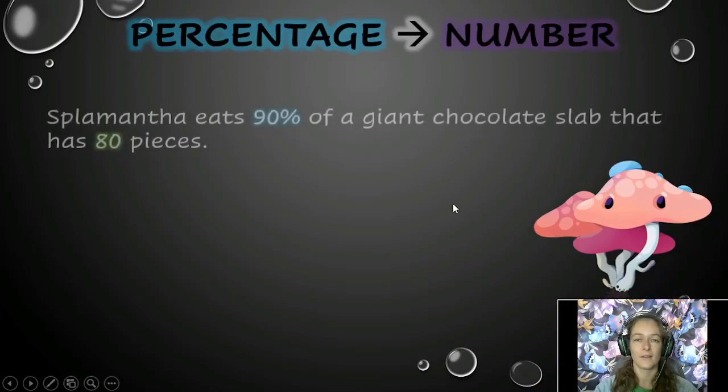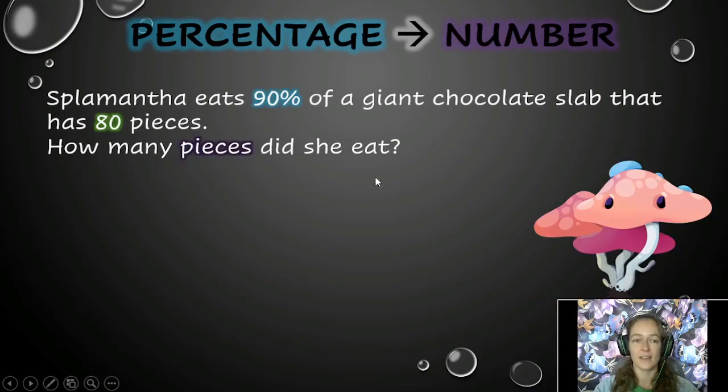Gross. Okay. Now she's at it again. She eats 90% of a giant chocolate slab. It has 80 pieces. This is the opposite. So you start with the percentage and you go to a number.